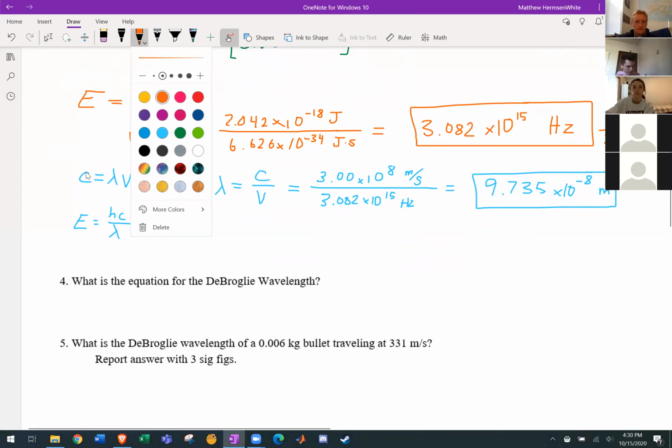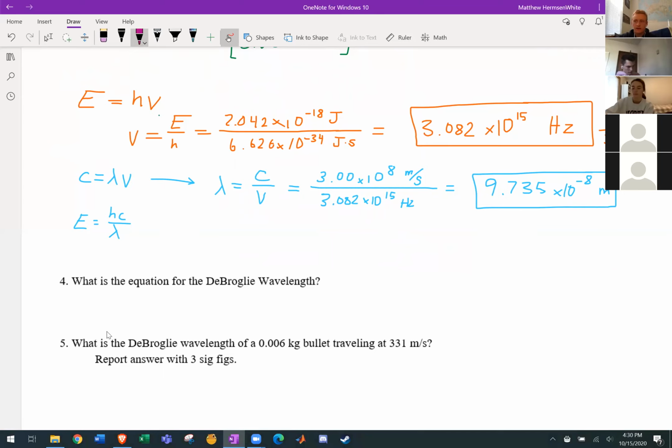So the equation we want to use here is the wavelength, which is lambda, equal to Planck's constant divided by mass times velocity, which is u. So let's write these down.